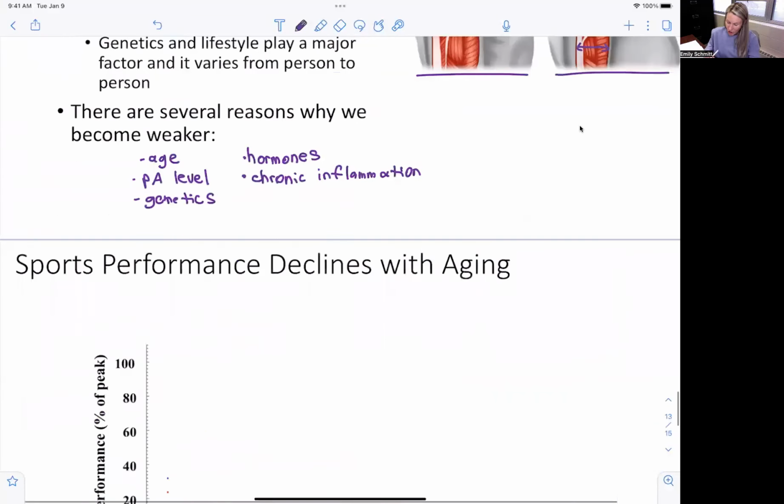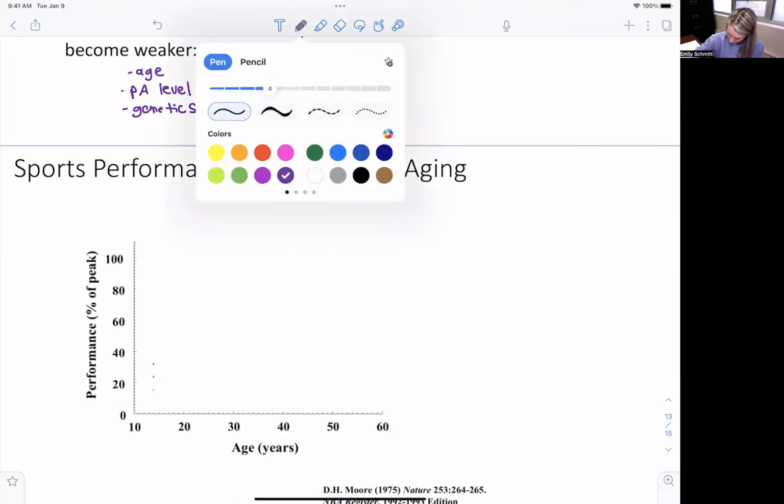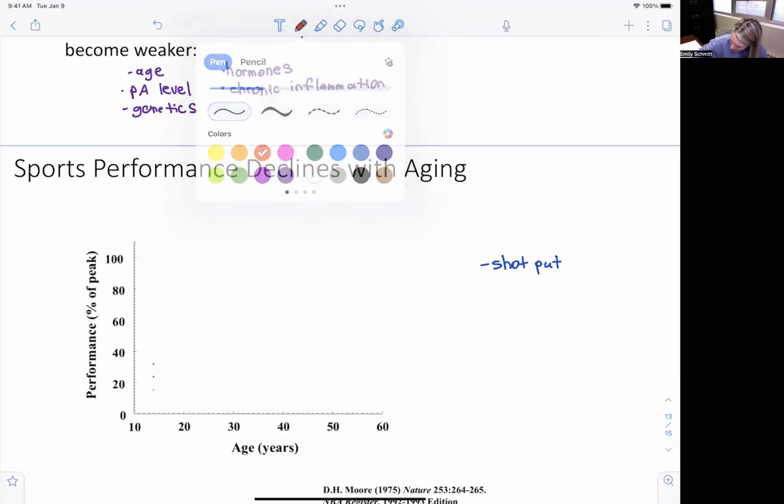Okay, so now let's bring in a little bit of sports performance and how this declines with aging. So we are going to have some examples here, our first one is going to be blue. We're going to make this a shot put. I love graphs. I'm going to do a lot of graphs in this class. They just make me happy. Red is going to be marathon.